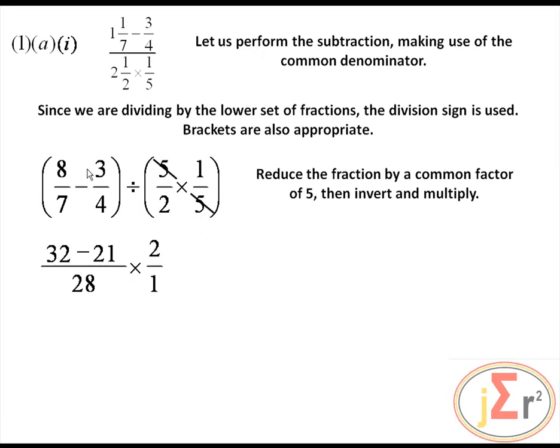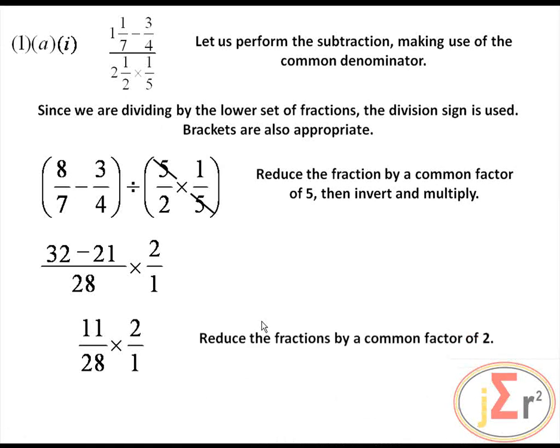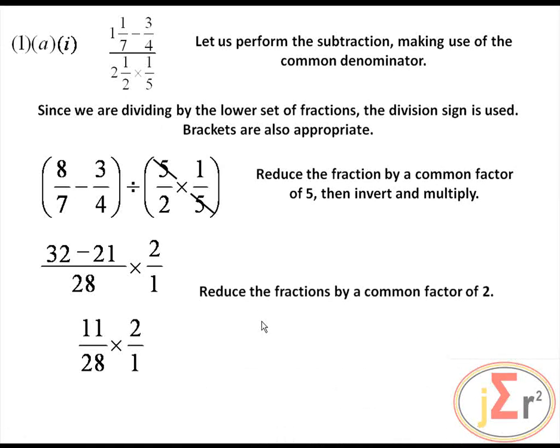As a matter of fact, we'll be left with 1 over 2, but we are taking advantage of the fact that dividing by a fraction is equivalent to multiplying by its inverse. So we have inverted the result right there. So let us simplify the numerator that we have right there and continue to reduce the fraction by a common factor of 2. So 2 will go into 28 and 2 will go into 2. So we will have, for our result, 11 over 14.